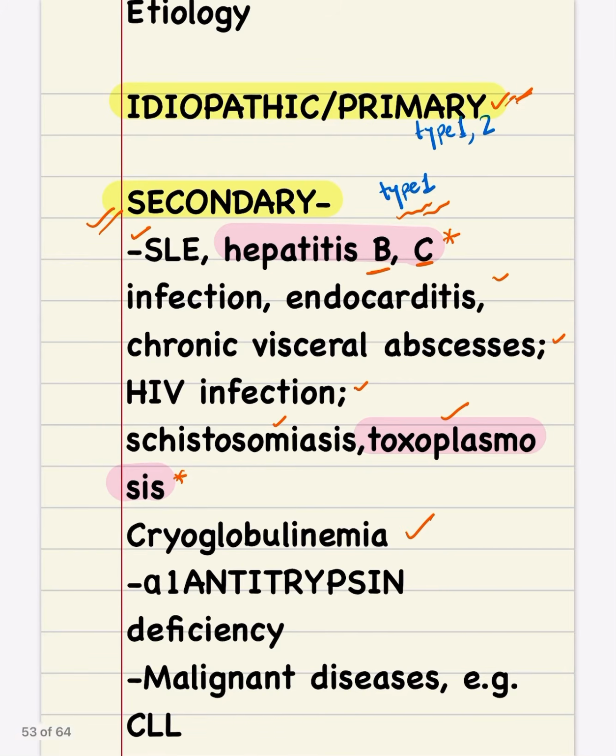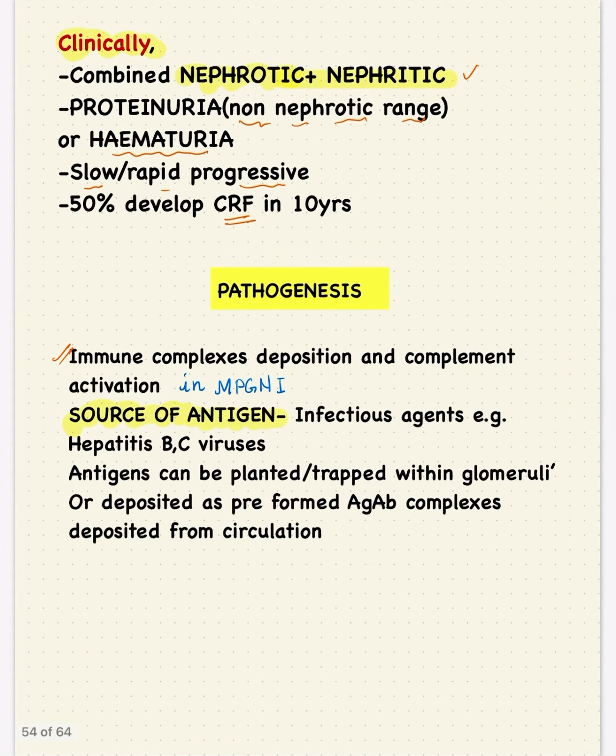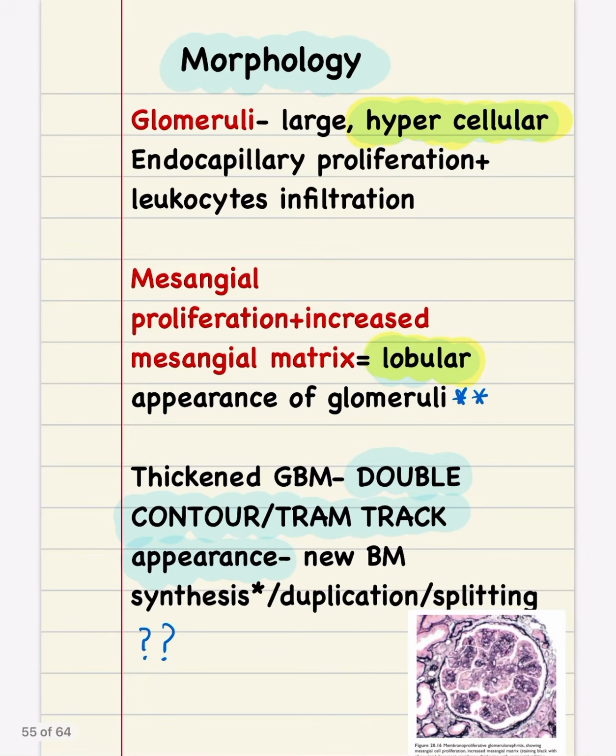It can be this source of antigens, and these complexes, when they are present within the glomeruli, will cause the inflammatory process, and there will be leukocytic infiltration and release of various enzymes and chemical mediators which will cause the damage to the glomeruli. So this is what will happen in MPGN type 1, which is immune complex mediated glomerulonephritis.